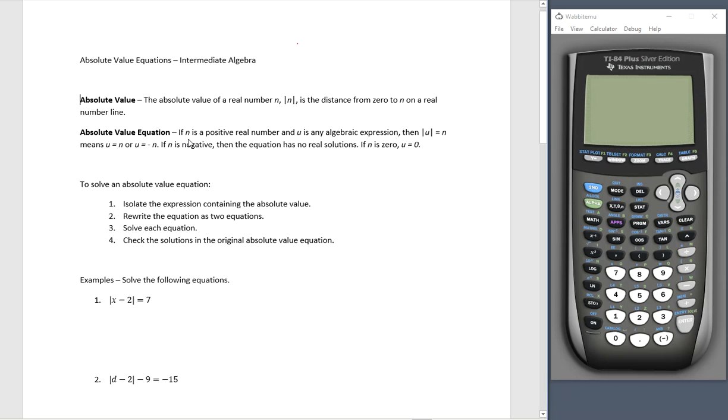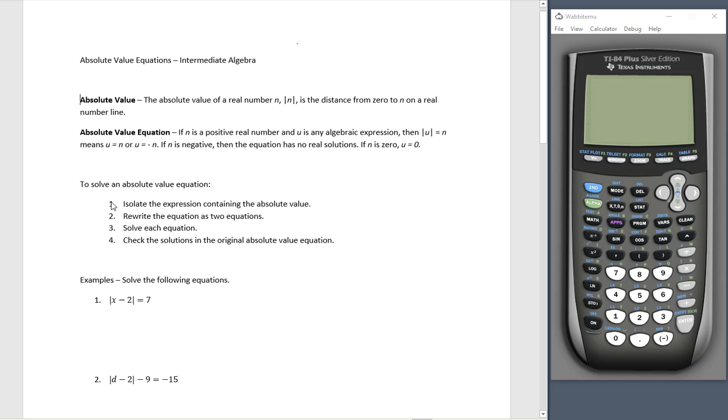Now, if n is a positive real number and u is any algebraic expression, then the absolute value of u equals n means either u is n or u is negative n. If n is negative, then the equation has no real solutions, and if n is 0, then u must be 0. So if it's positive, we have two options. If n is negative, it's never going to happen because distance will never be negative. And if it's 0, then the whole expression must be 0. It's the only way we could get 0.